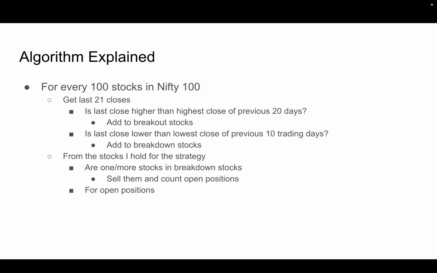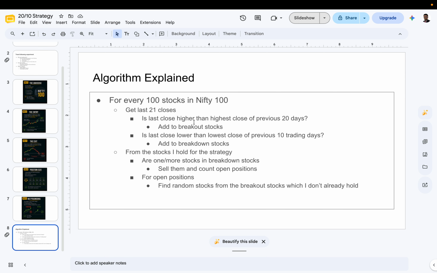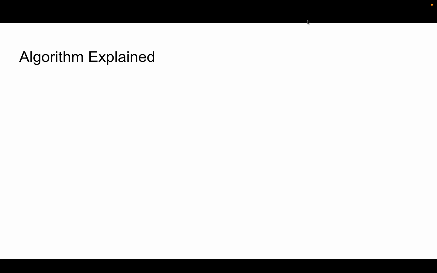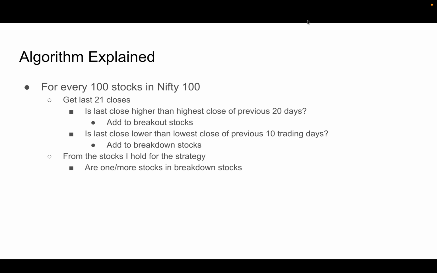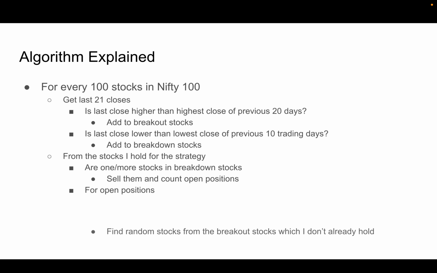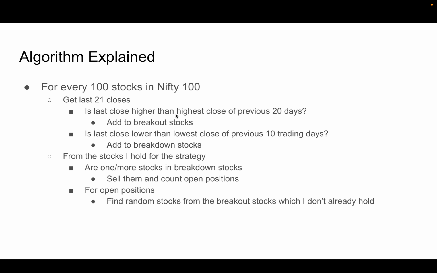Okay, I was right. What I meant by open positions is how many stocks I need to replace. The open positions is basically how many places are empty now in my 10 stocks portfolio. So if I have three open, then I look at this particular list where I have the breakout stocks.